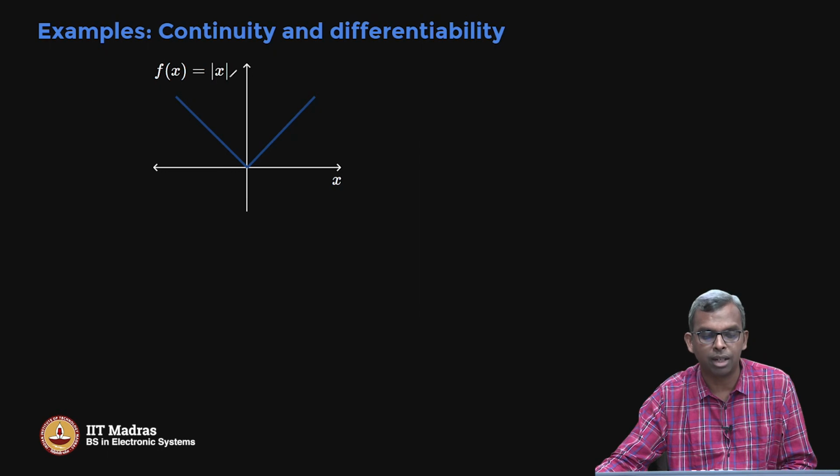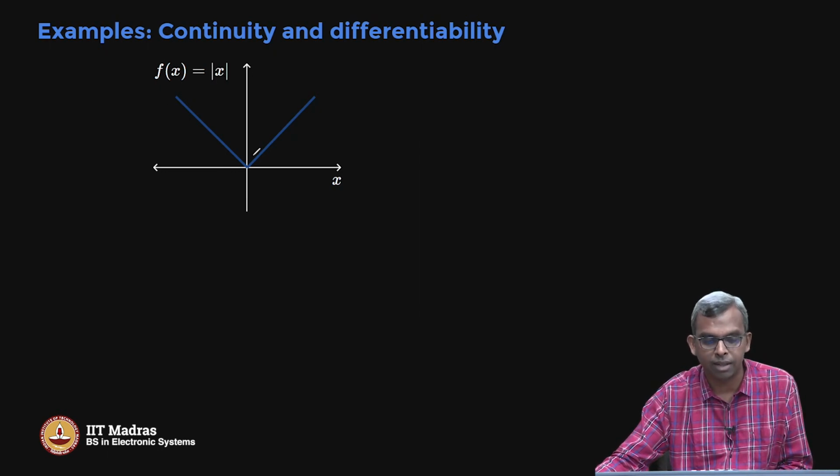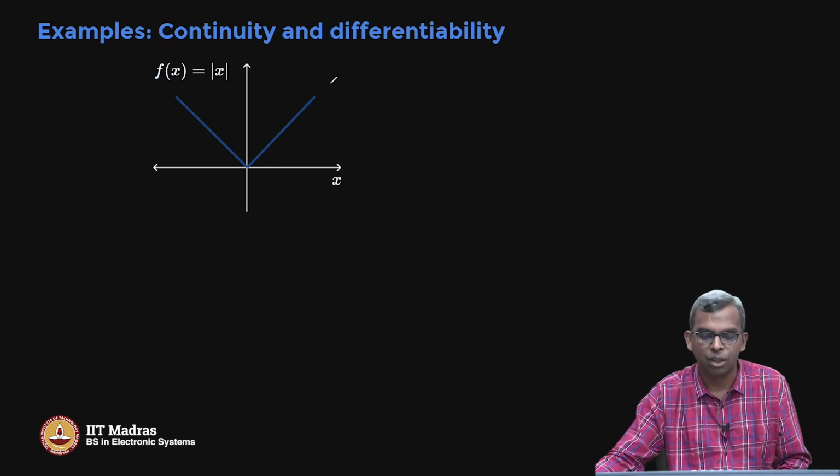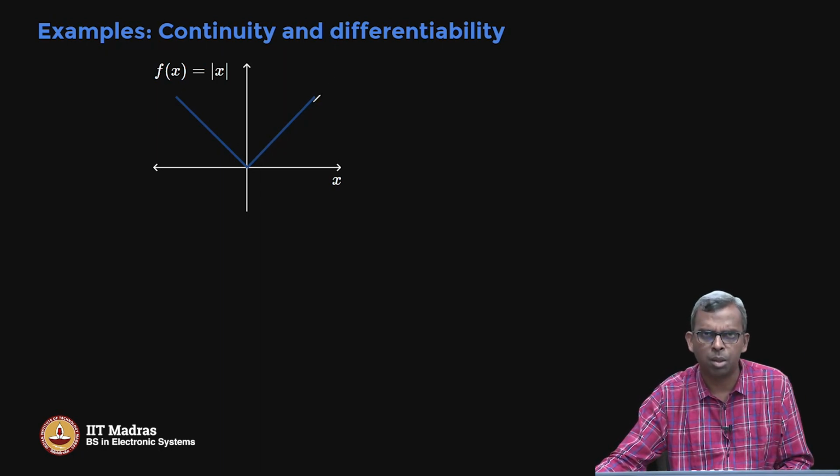Let's look at a function like mod x. Mod x looks like this, right? This V function. Mod x is x for x positive and minus x for x negative. So it's always the absolute value of x, and it will have this shape. Think about why that is true.